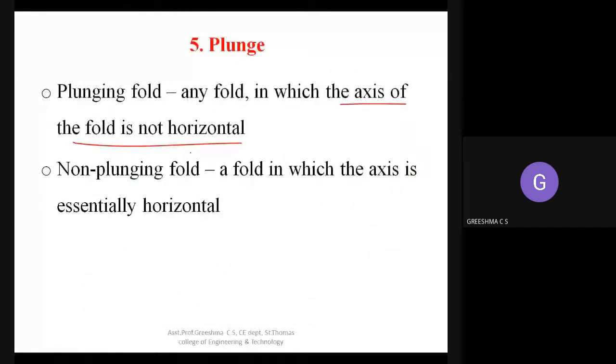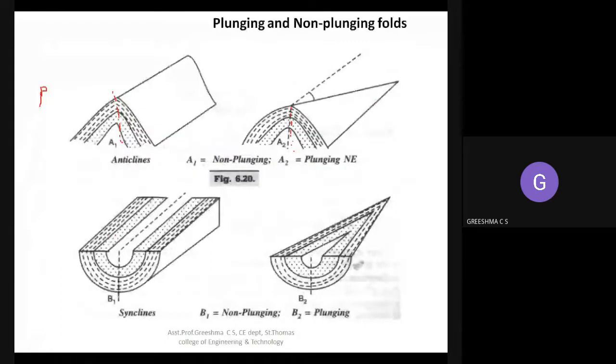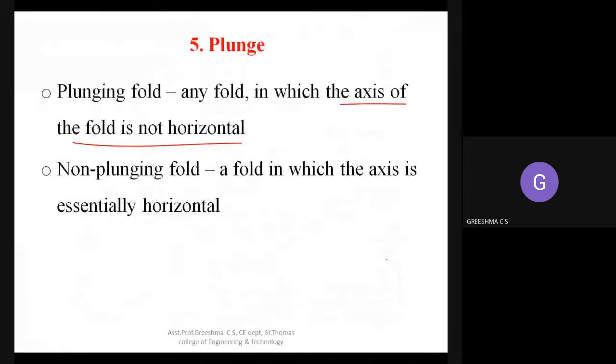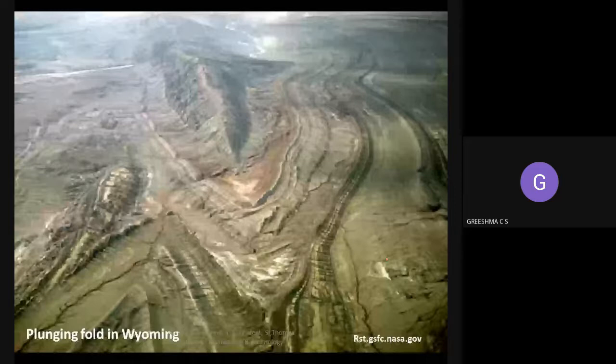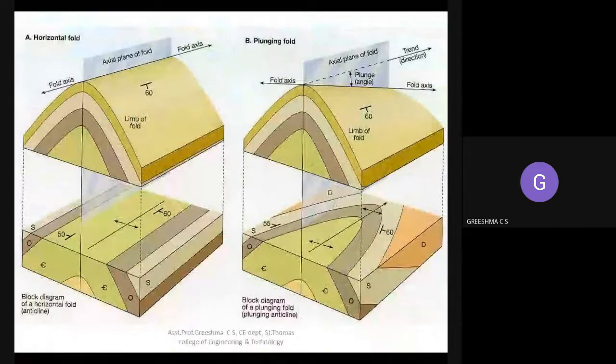So what will be non-plunging? Definitely a fold where the axis will be horizontal. See here, if the axis is horizontal, you can call it a non-plunging fold. So that is plunging and non-plunging. See, this is a 3D, three-dimensional view of an axis of fold. So this is the fold axis.